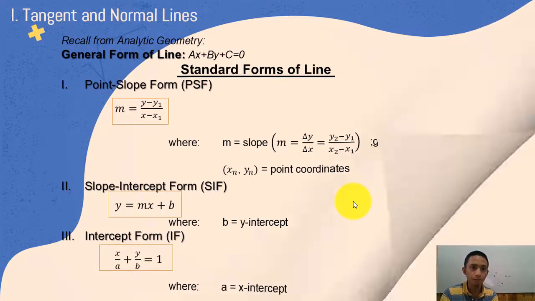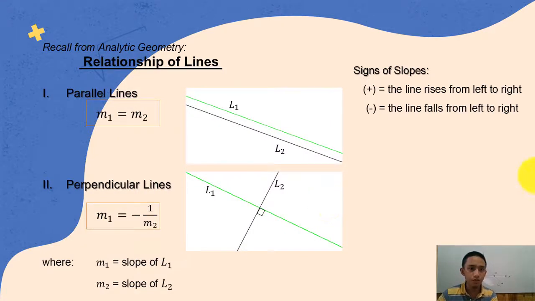Okay, that is just a brief or short recall about your lines from your analytic geometry. We have here, of course, important also that we will recall the relationship of lines. Just like people, lines also have relationships. Okay? So we have here the first type of relationship of lines.